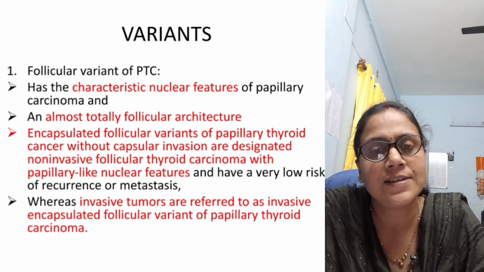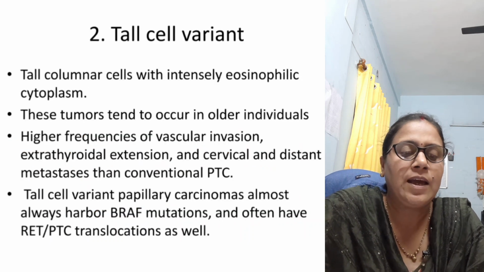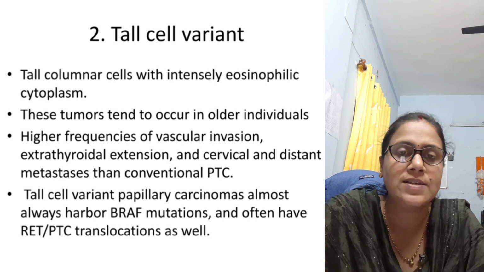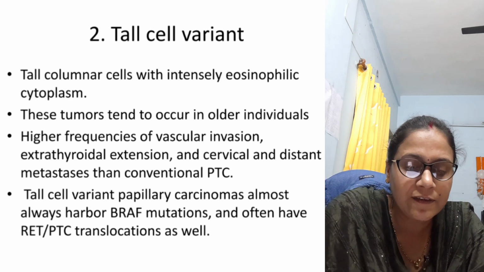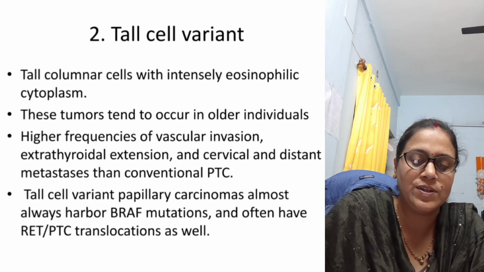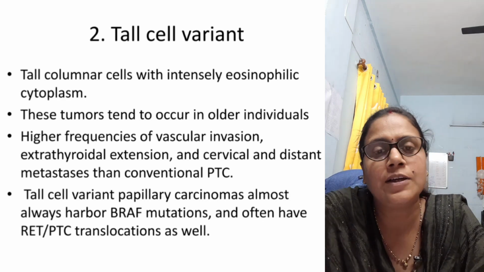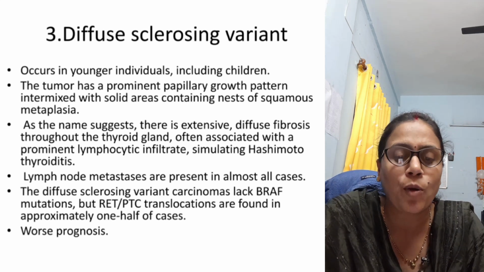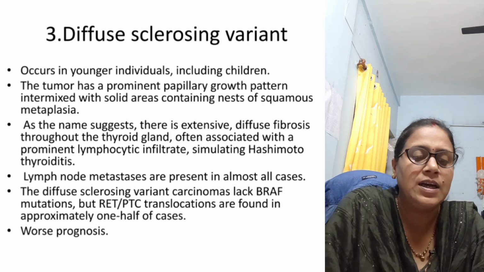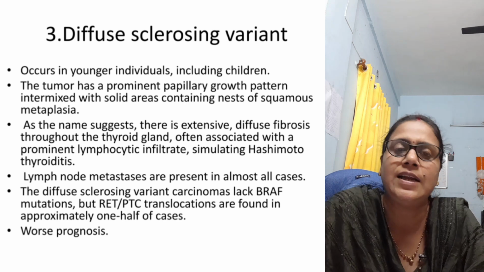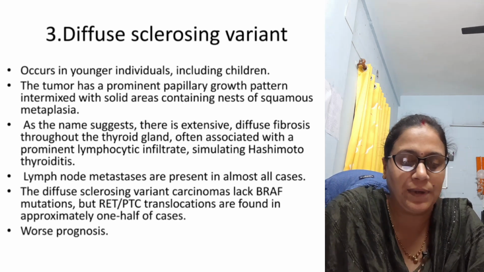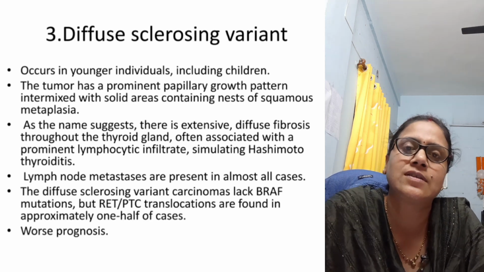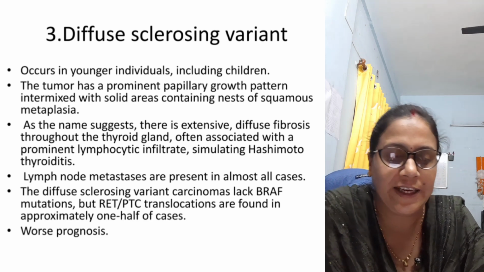The second variant is the tall cell variant, in which the columnar cells have intensely eosinophilic cytoplasm. These tend to occur in older individuals and they have higher frequency of vascular invasion. The diffuse sclerosing variant occurs in younger individuals, has a prominent papillary growth pattern intermixed with solid areas containing nests of squamous metaplasia. There is extensive and diffuse fibrosis which gives it the name diffuse sclerosing variant.